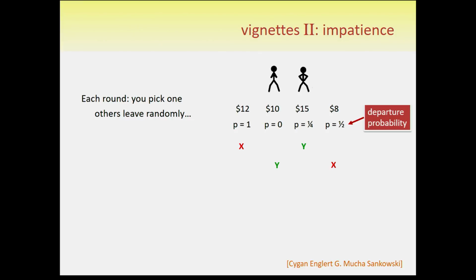They leave. So I'm basically imagining a situation where there's a bunch of people sitting around, and they have impatience and they have a departure probability. There's a model for their departure. What can you solve? How much value can you get? You want to maximize the expected value.